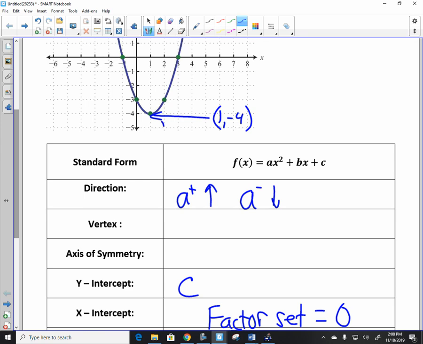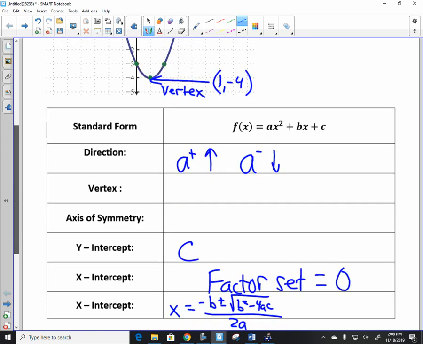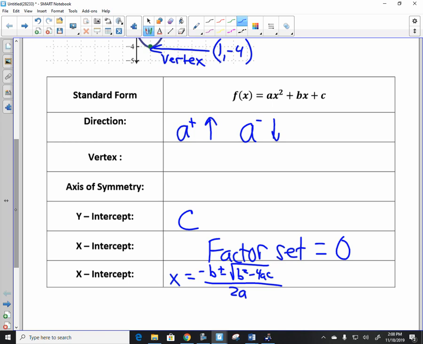How do we find the vertex? There's a little formula you use, and the hint is it is actually part of the quadratic formula. Does anybody see part of the quadratic formula that we use to find the vertex? Close. It's negative b divided by 2a. That's the x value of the vertex. The way that we get the y value is we plug it back into the function, f of negative b divided by 2a.